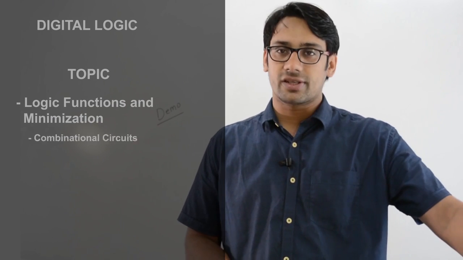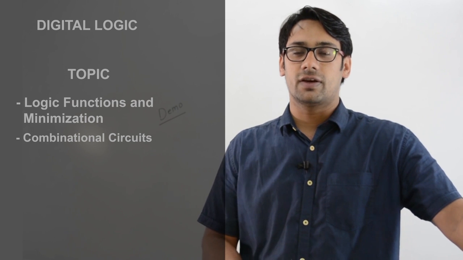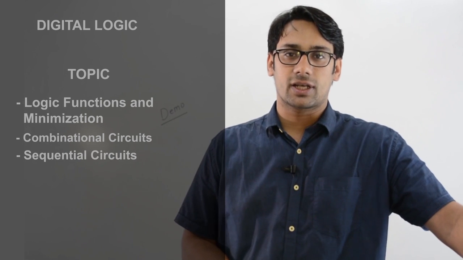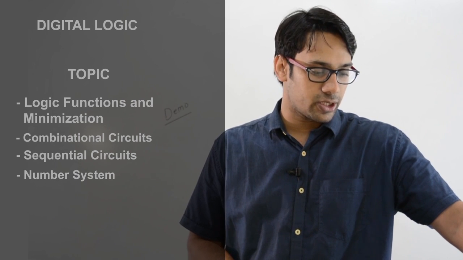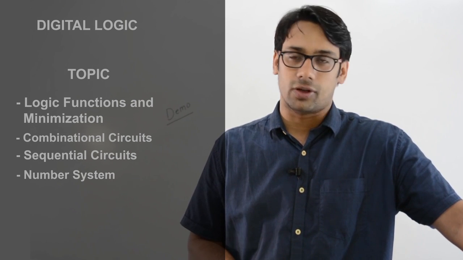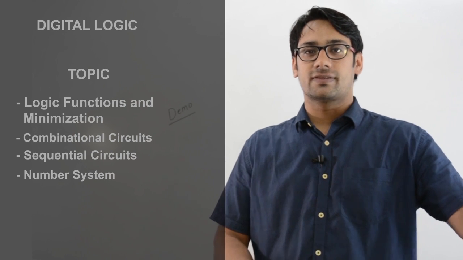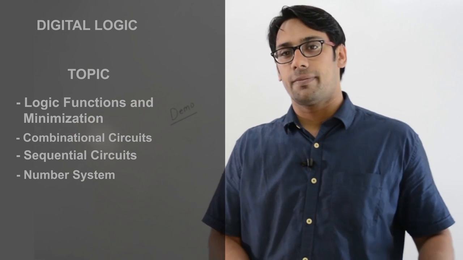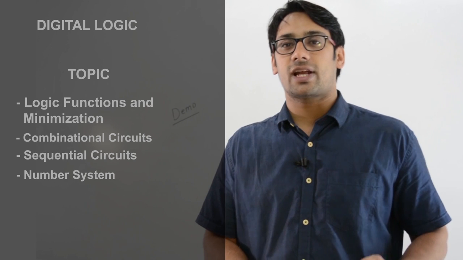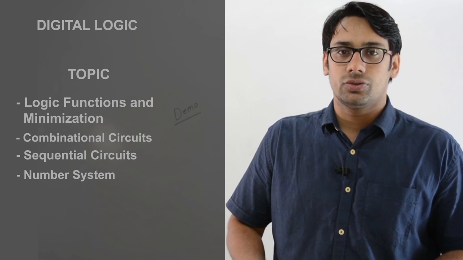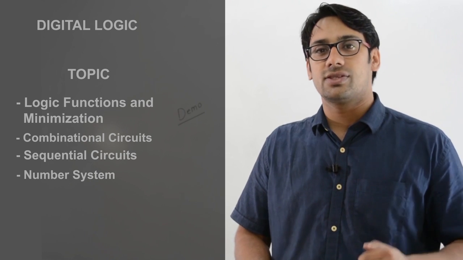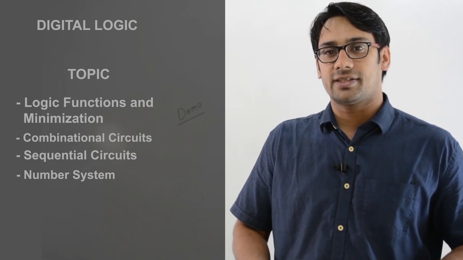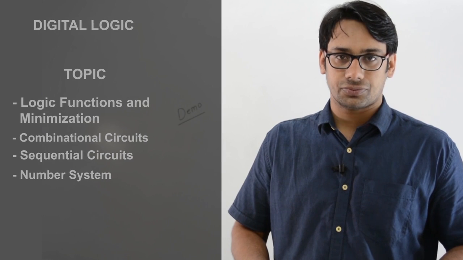Then we'll cover combinational circuits. After that, we'll cover sequential circuits. And after covering sequential circuits, we'll cover number systems, number representation, computer arithmetic, and so on. So basically this subject is divided into these four basic parts. Initially we'll start with an introduction to switching algebra, and with this introduction we'll slowly make a transition towards logic gates and the families of logic gates.